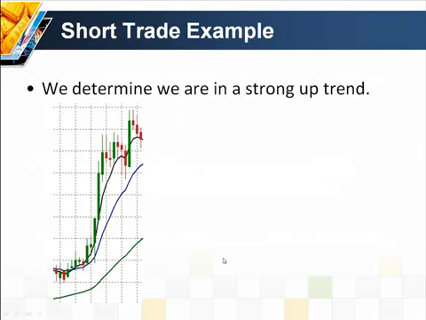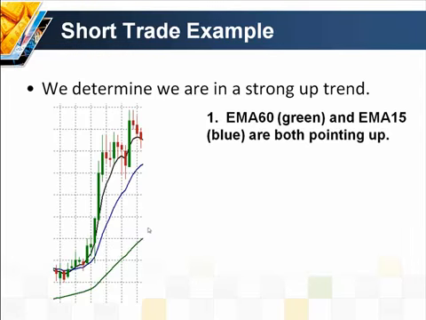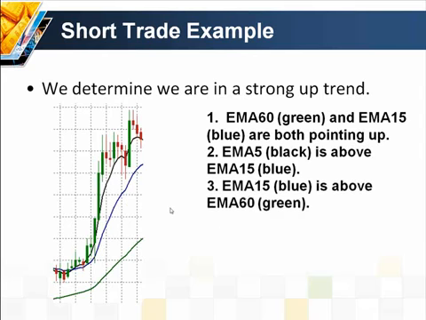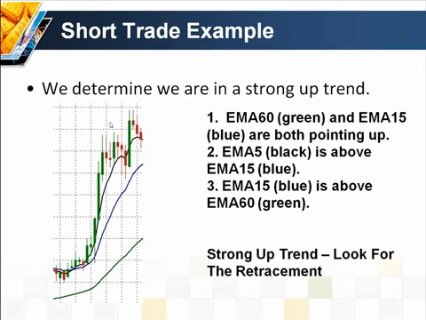So let's look at an example here, and then we'll go to the charts and take a look at a couple of examples there. We first determine we are in a strong uptrend. We do this by taking a look at the chart. The EMA 60 and the EMA 15, which is the green line and the blue line respectively, are both pointing up. We then ensure that the EMA 5, the black line, is above the EMA 15, the blue line. And finally, we ensure that the EMA 15 is above the EMA 60. At that point, we determine we are in a strong uptrend.